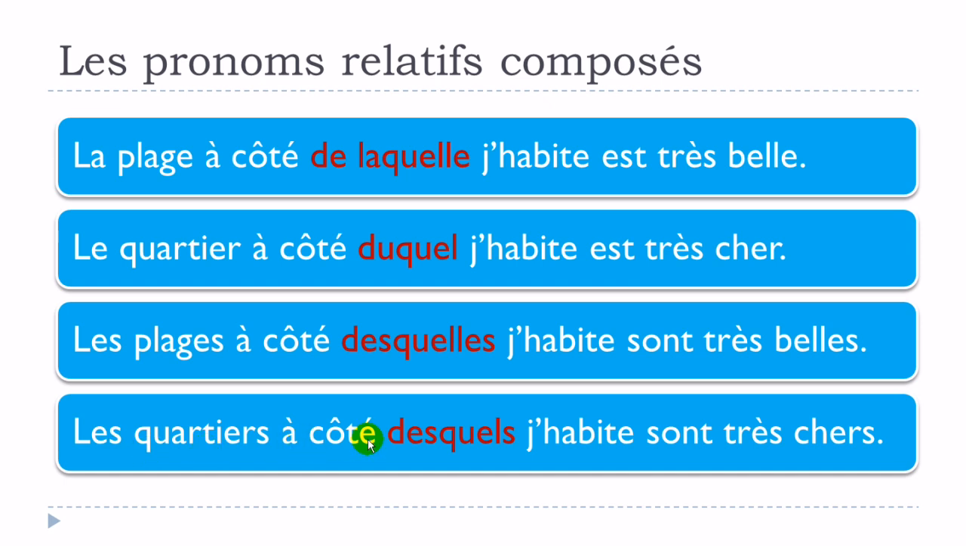And then les quartiers à côté desquels j'habite sont très chers. Same thing here, keep in mind that we've got an adjective, and it should be, of course, directly connected to your noun. Here the noun is les plages, feminine plural, so your adjective here should be in the feminine plural form. Same thing here, we've got cher connected to les quartiers, masculine plural, so your adjective cher should be in the masculine plural form.